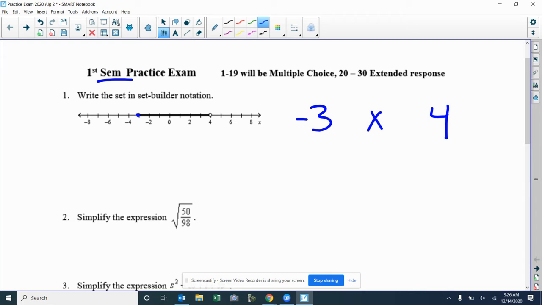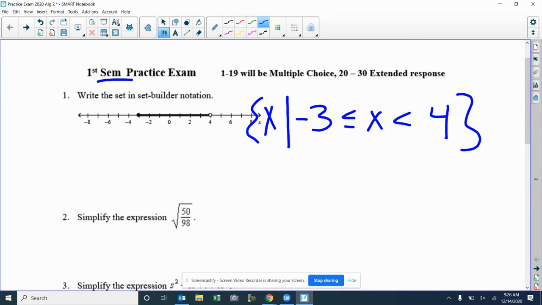Now, -3, is it included in the solution? I've already kind of went over it, but it is a solid line there, so that has to be greater than or equal to, and then the 4 is just less than. So then all we need is really X such that X has to be in that inequality.